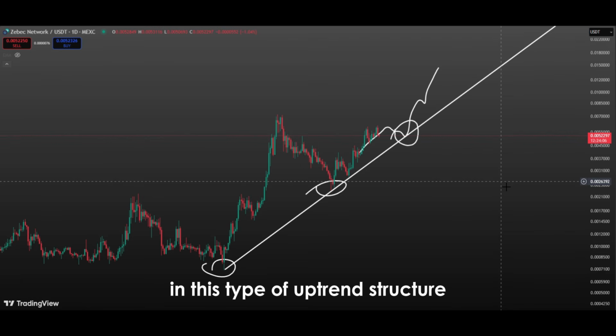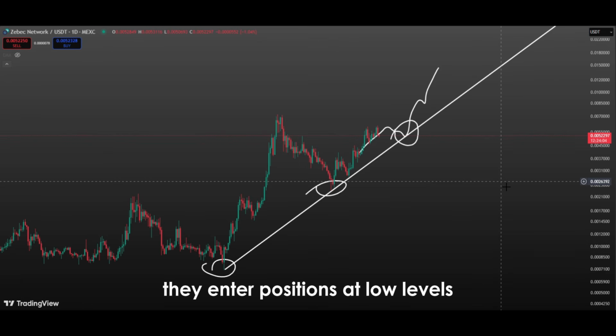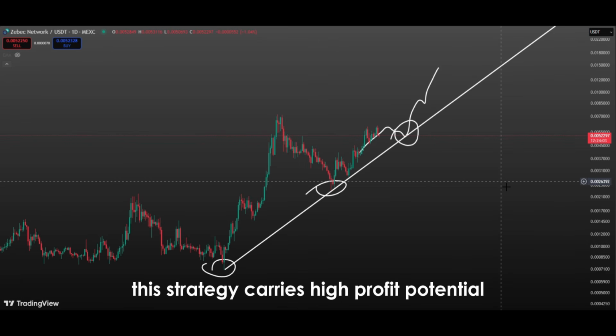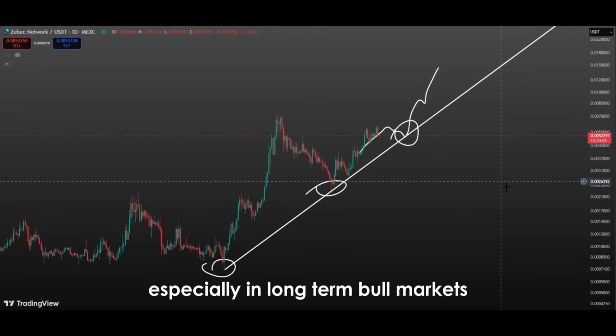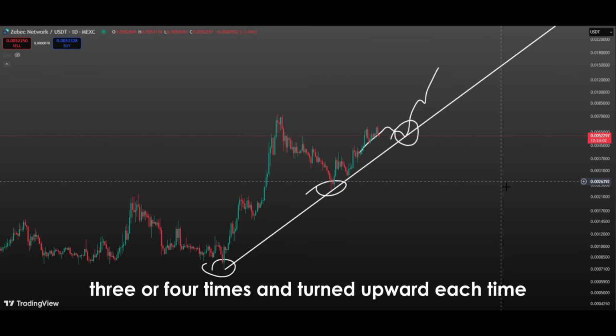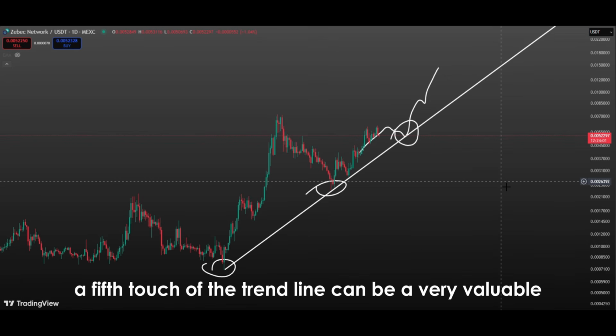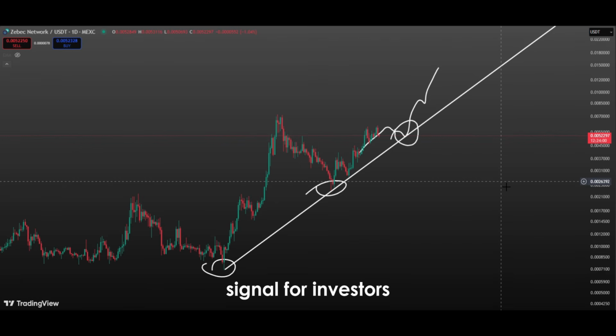In this type of uptrend structure, each touch is an opportunity. Experienced investors see these touch points as buy zones. Assuming that the trend will continue, they enter positions at low levels. This strategy carries high profit potential, especially in long-term bull markets. For example, if the price has touched the trend line 3 or 4 times and turned upward each time, it shows that the trend is strong. In such a case, a 5th touch of the trend line can be a very valuable signal for investors.